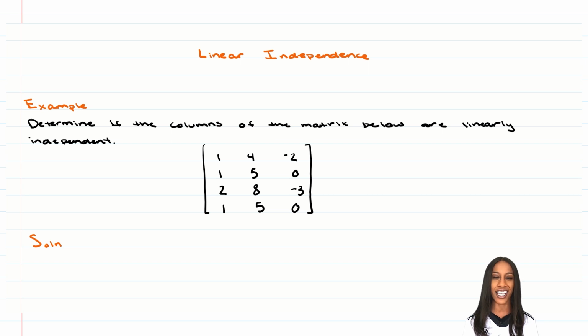All right, now let's take a look at our example. Our example says, determine if the columns of the matrix below are linearly independent. The first step to solving this is to get the matrix into reduced echelon form, so I'm going to go ahead and do that. And of course, feel free to skip ahead if you don't need to see those steps.